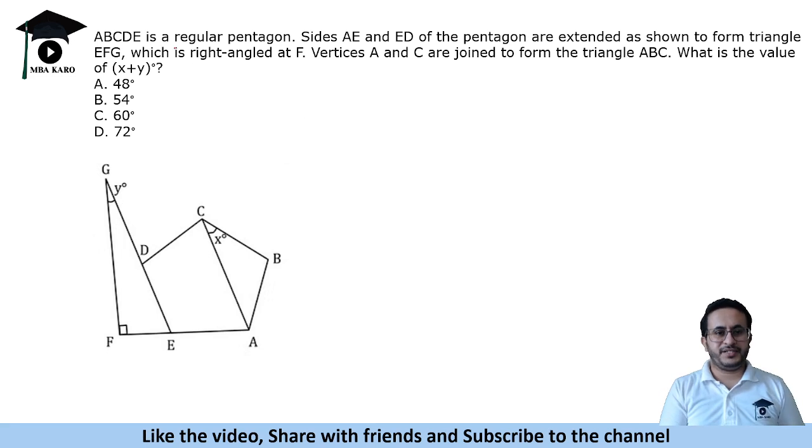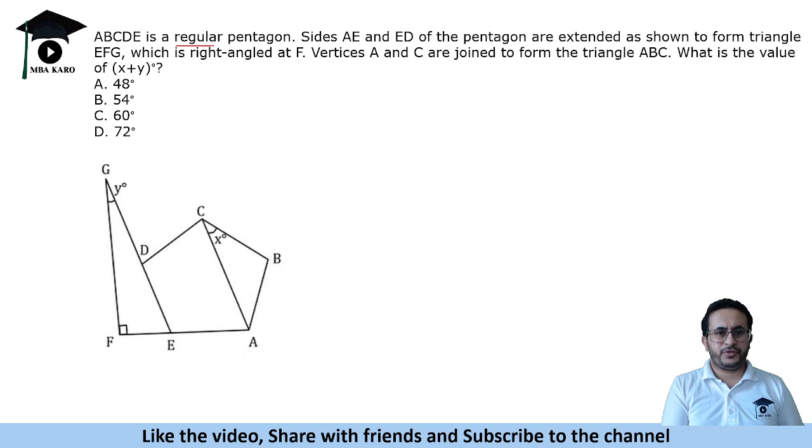It says that ABCDE is a regular pentagon and sides AE and ED of the pentagon are extended as shown to form triangle EFG which is right angled at F. Vertices A and C are joined to form triangle ABC. What is the value of x plus y in degrees?